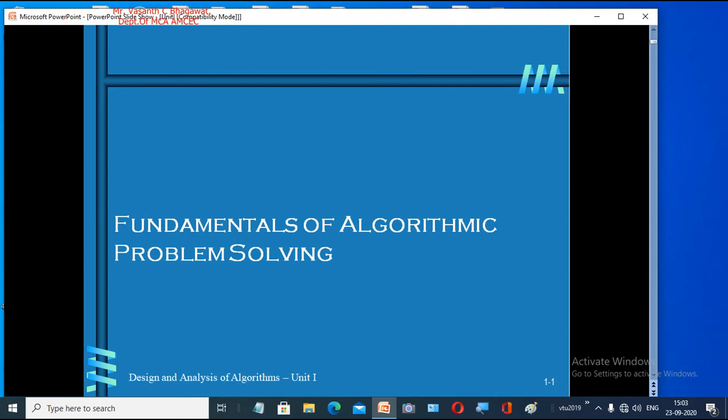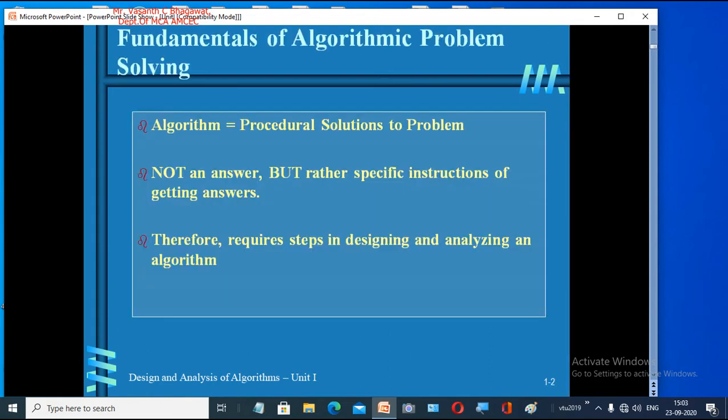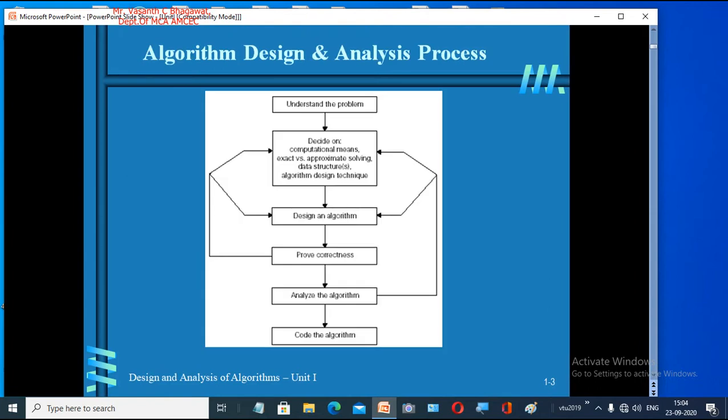Now here, what do you mean by the fundamentals of algorithmic problem solving? That means in order to solve a particular problem using algorithms, you are going to write certain algorithms. Now we are supposed to follow certain steps. What are those steps we will be discussing in this particular concept. As you already know, an algorithm is nothing but a procedure or solution to solve a particular problem. These things we have seen.